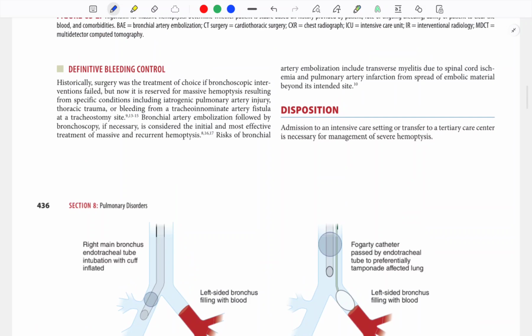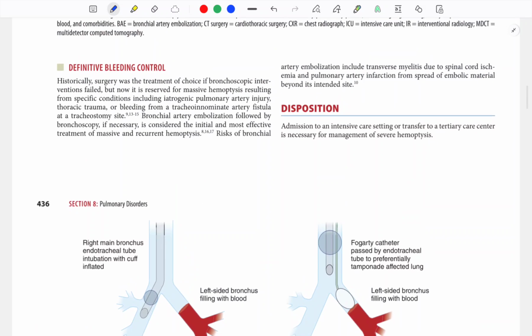What is bleeding control? Historically, surgery was the treatment of choice if bronchoscopic interventions, which is your rigid bronchoscopy, failed. But now surgery is reserved for massive hemoptysis from specific conditions like iatrogenic pulmonary artery injury, thoracic trauma, or bleeding from a tracheoinnominate artery fistula or a tracheostomy site.